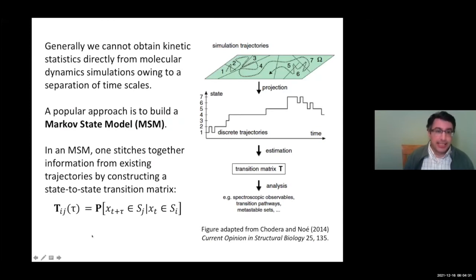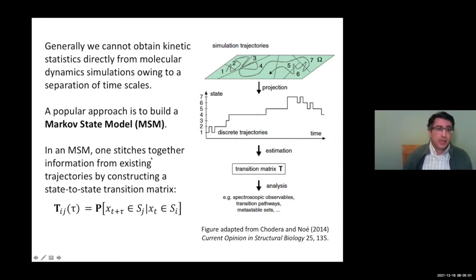So I don't need to tell this audience that because there's a separation in timescales between the time step of a numerical integrator and events of interest, right? In insulin, you saw that that graph had an axis in hours. Because of that separation in timescales, you can't simulate these dynamics directly, and you have to do something else if you want to get at the kinetics.